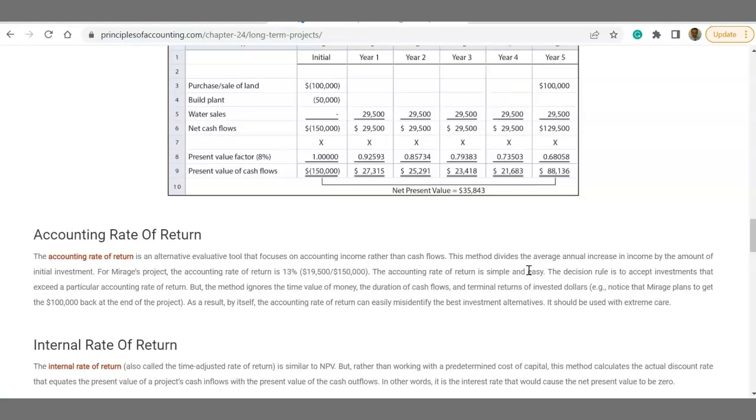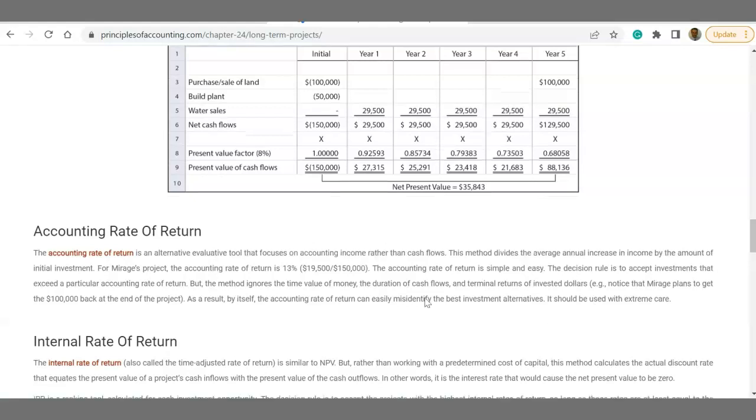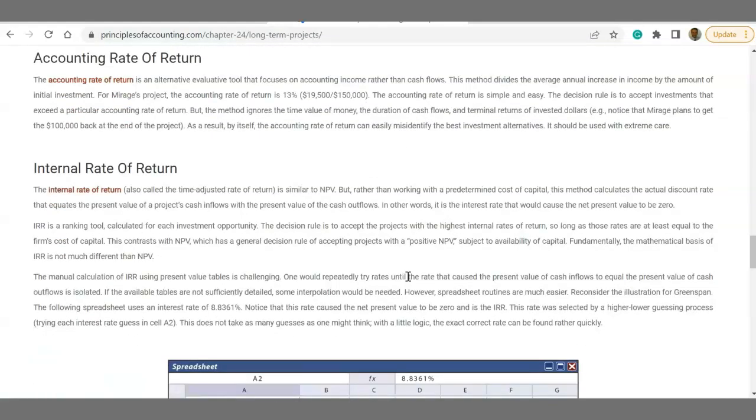The accounting rate of return is simple and easy. The decision rule is to accept an investment that exceeds a particular accounting rate of return, whatever the company has in mind. But the method ignores the time value of money, obviously. It's not perfect, but it's good. It also ignores the duration of cash flows and terminal returns of investment dollars. As a result, by itself, the accounting rate of return can easily misidentify the best investment alternatives. It should be used with extreme care. But how about the internal rate of return?